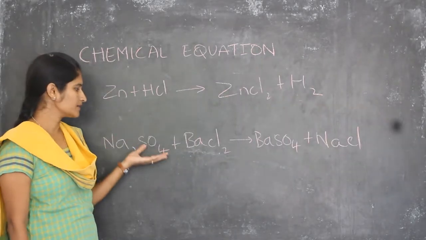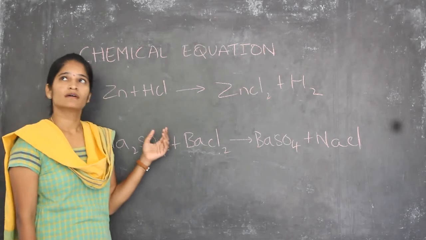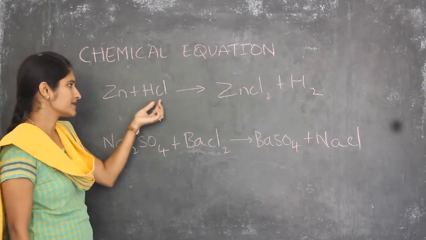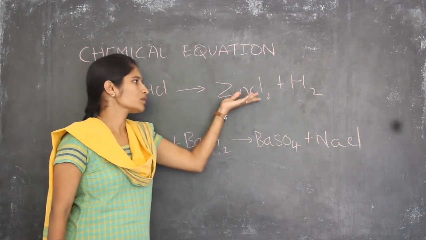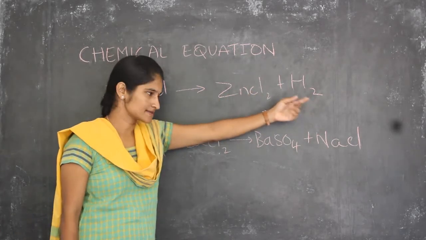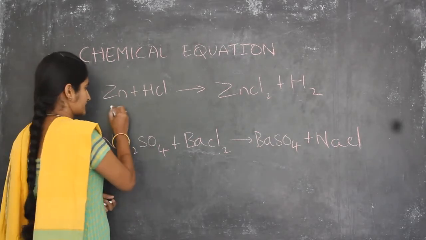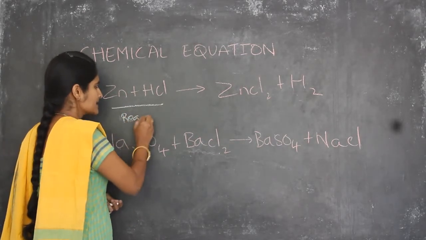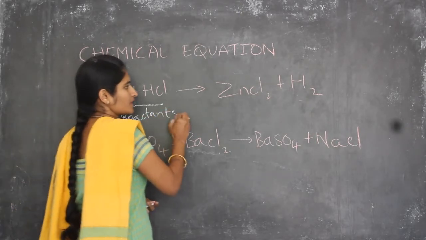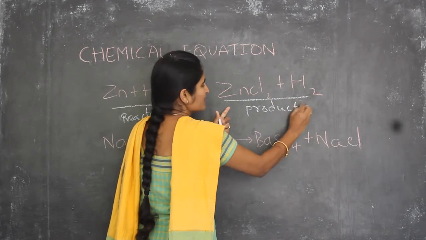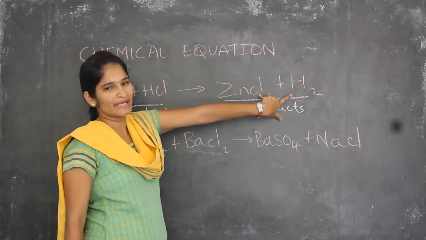We will see another example. Here zinc is reacting with hydrochloric acid and it's giving zinc chloride and hydrogen gas. Here zinc and HCl represent the reactants. So these both are called reactants and these are called products. So how many products have been formed here? 2 products have been formed.